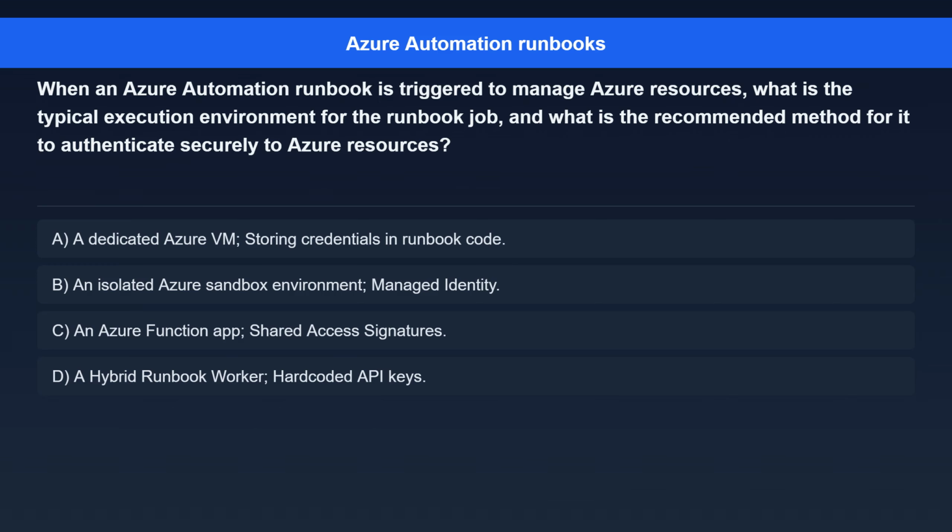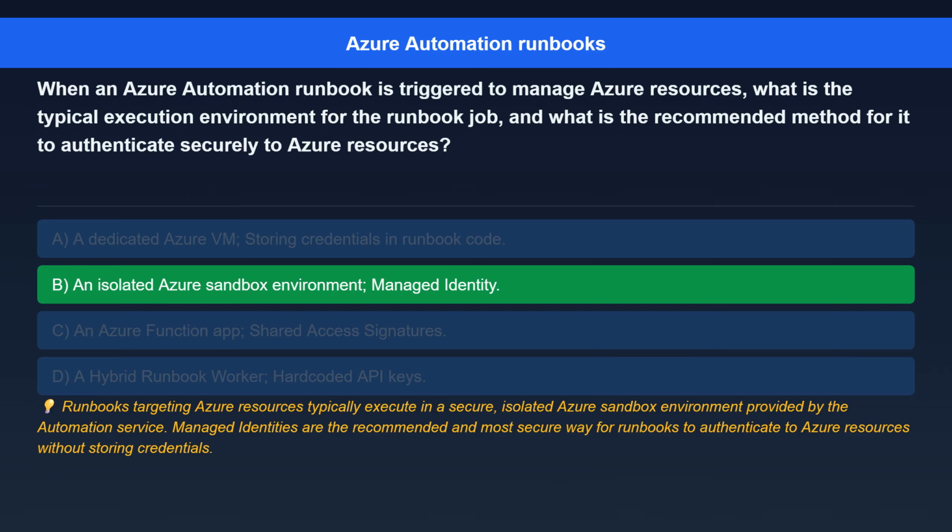Question 3. When an Azure Automation runbook is triggered to manage Azure resources, what is the typical execution environment for the runbook job, and what is the recommended method for it to authenticate securely to Azure resources? Option A. A dedicated Azure VM, storing credentials in runbook code. Option B. An isolated Azure Sandbox environment, managed identity. Option C. An Azure Function app, shared access signatures. Option D. A hybrid runbook worker, hard-coded API keys.